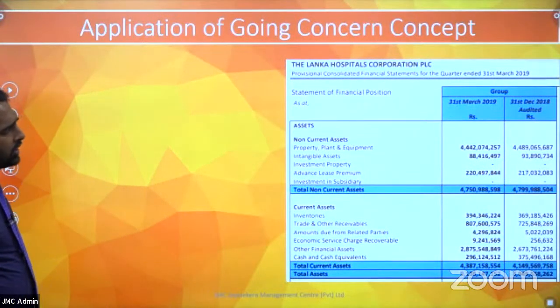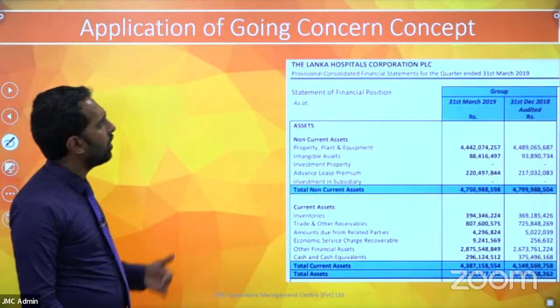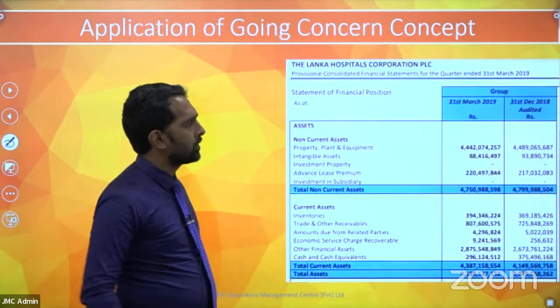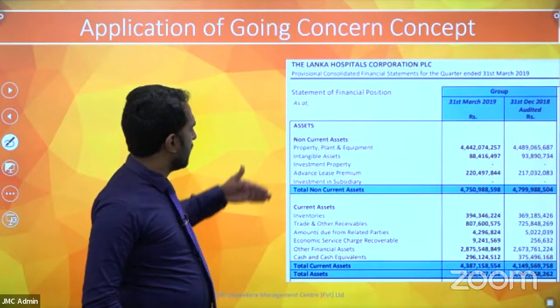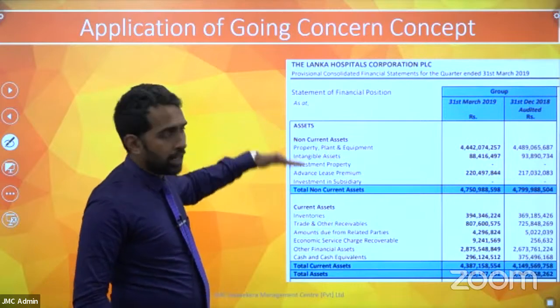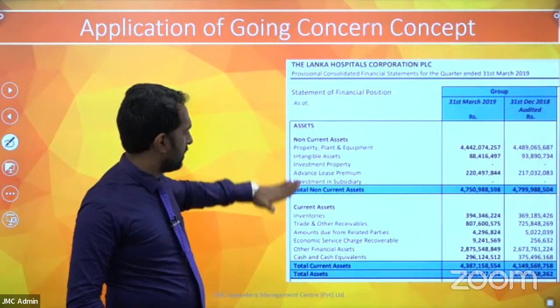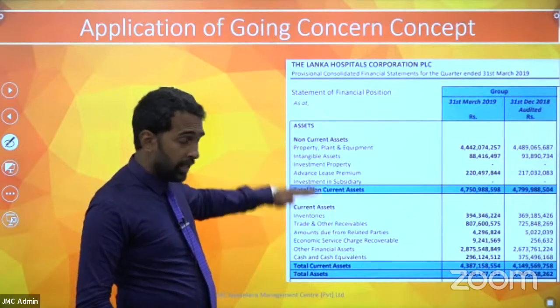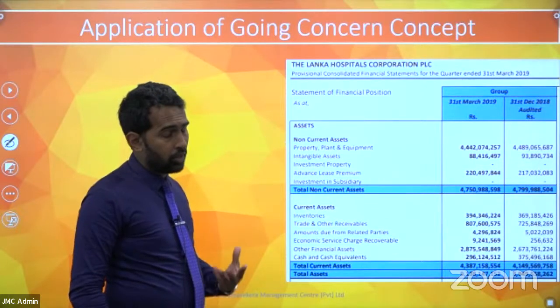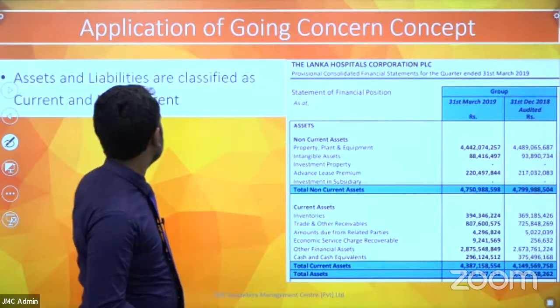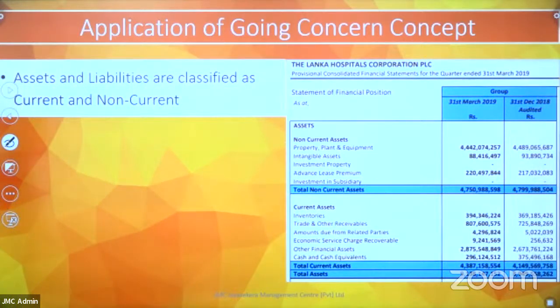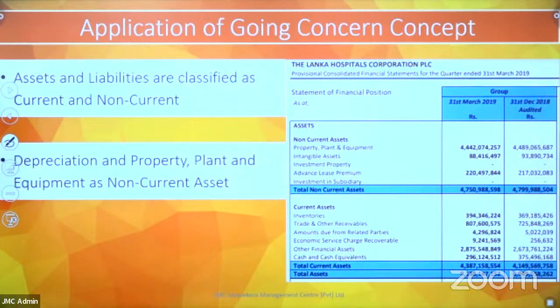Look at the financial statements of Lanka Hospitals Corporation PLC. You can see assets classified as current and non-current. The classification is there because of going concern. Assets and liabilities are classified as current and non-current. Depreciation is there, and property, plant and equipment is shown as non-current, because of going concern.